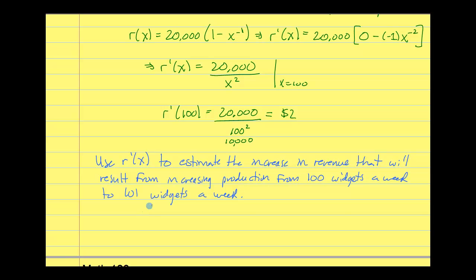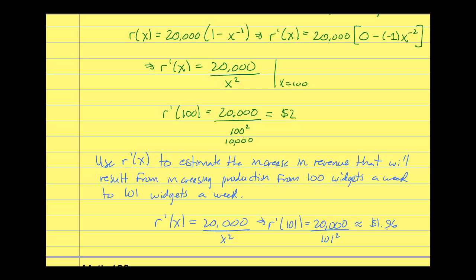So what we have here is r prime of x that we've already determined. Here we have r prime of x equals 20,000 over x squared. Now what we want to know is what this is evaluated at 101. So it'd be 20,000 divided by 101 squared. Go ahead and square 101, divide it into 20,000, and you get approximately $1.96. So the increase in revenue as the number of items increases to 101 is about $1.96.